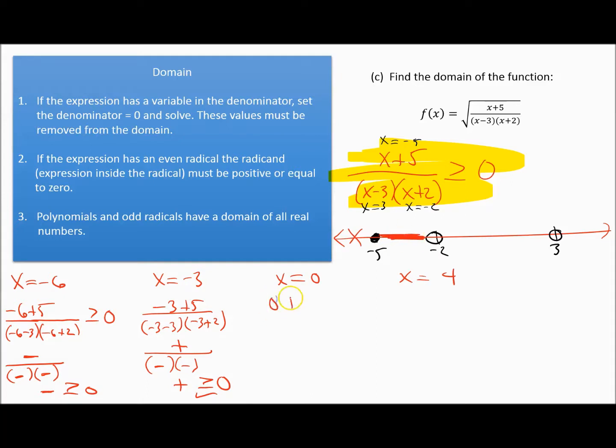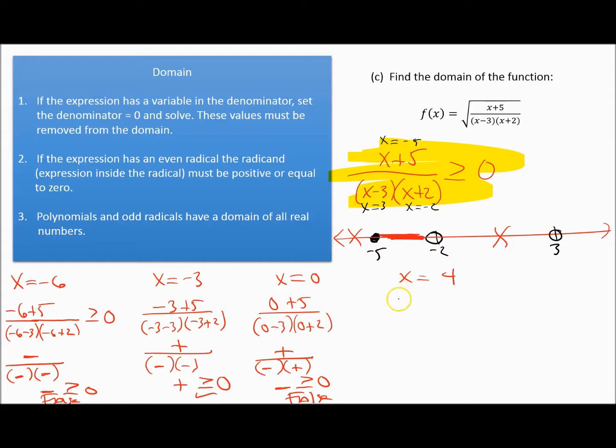Same thing with 0. 0 plus 5 in the numerator, 0 minus 3 times 0 plus 2. 0 plus 5 is positive in the numerator. 0 minus 3 is negative in the first parentheses. 0 plus 2 is positive in the second parentheses. Now, a positive divided by, this is overall a negative in the denominator. A negative times a positive is a negative. Positive divided by a negative number is always a negative number. Are negatives greater than or equal to 0? They are not. This is a false statement, just like the first one was a false statement. Okay, so I don't shade that piece in.